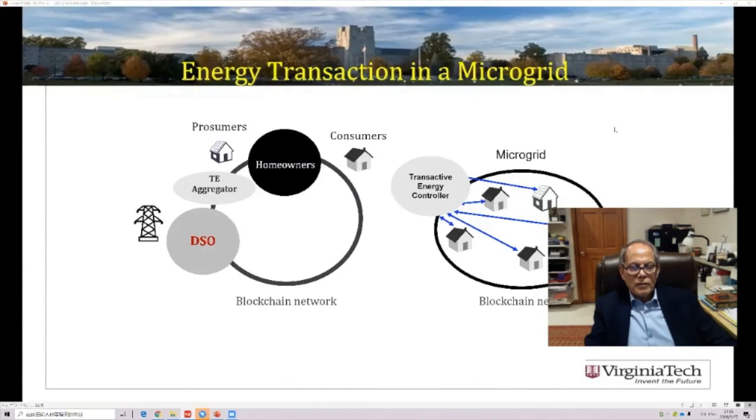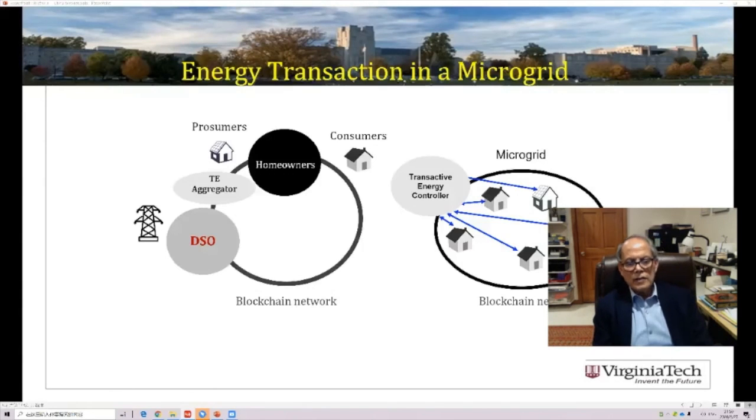The more details about the transactions now. So you have on the left-hand side, same thing from the previous page, homeowners, rooftop solar. TE means transactive energy aggregator. What is meant by aggregator? This is a company who talks to many homes and collects information in real time. How much power house number one is selling, how much house number two is buying, how much house number three wants to sell. All that data is there. And they work with DSO, which is the distribution system operator, and they use a blockchain network to keep track of the transactions.